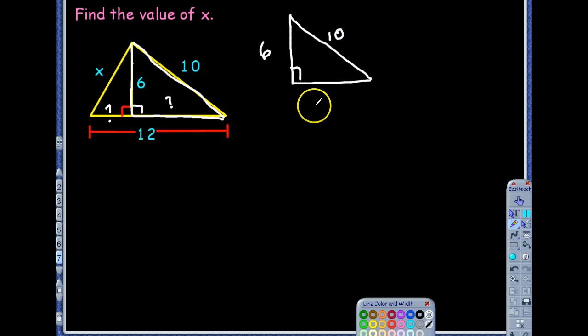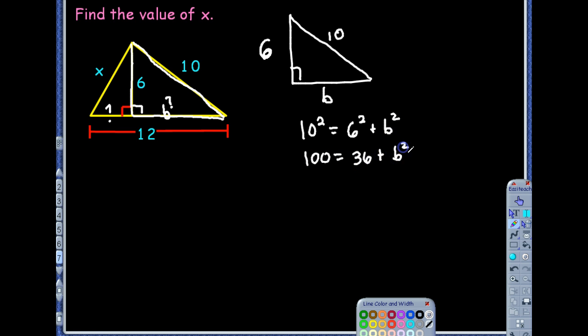And here's the deal. What do you want to call this side here? Let's call it B. Okay. But by finding that B, then I'll know what the other part of that base would be. Okay, so let's say 10 has to be my hypotenuse there. So 10 squared equals 6 squared plus B squared. And so I'm going to say 100 is equal to 36 plus B squared. So when I subtract, I'm going to get 64 is equal to B squared. So B is 8.